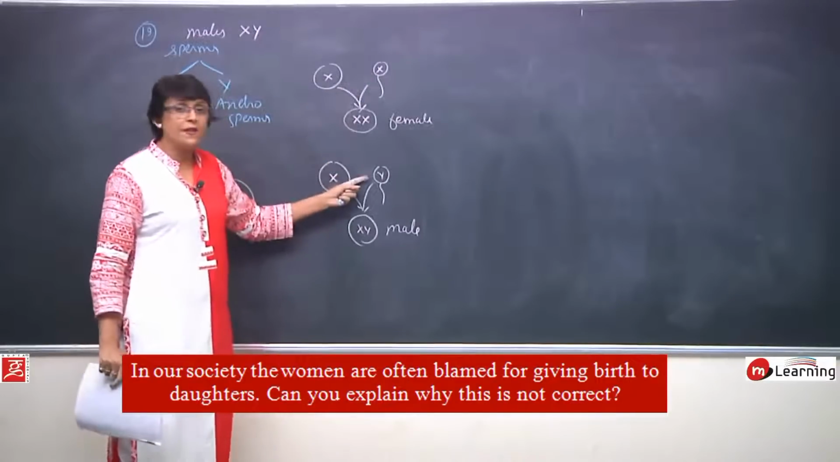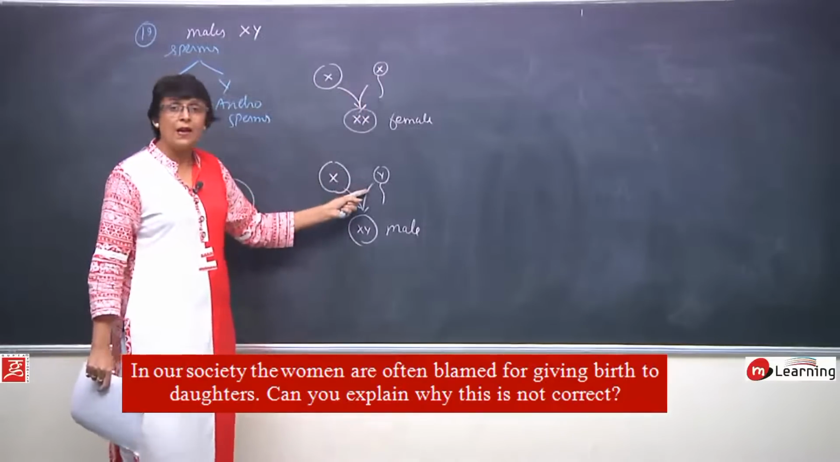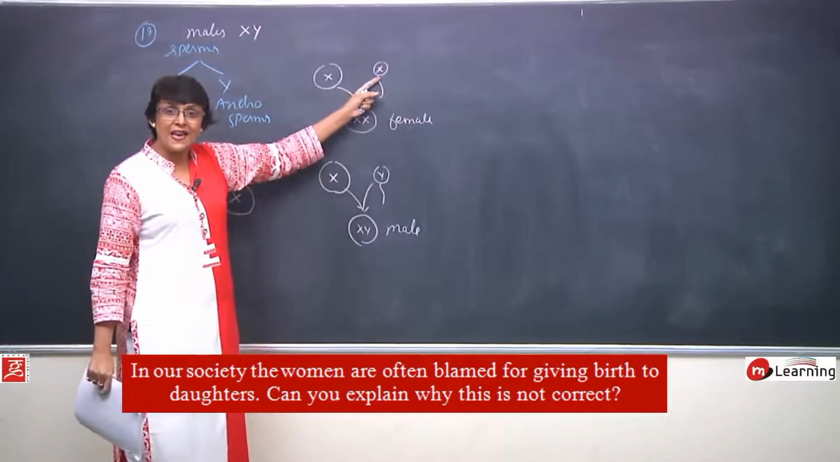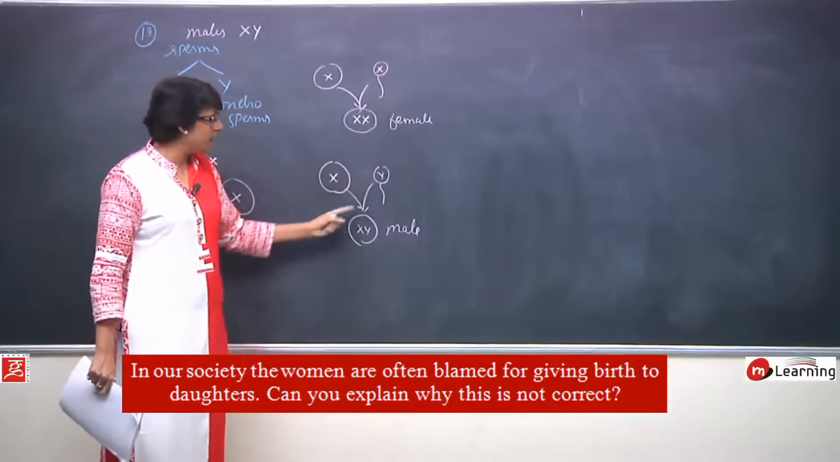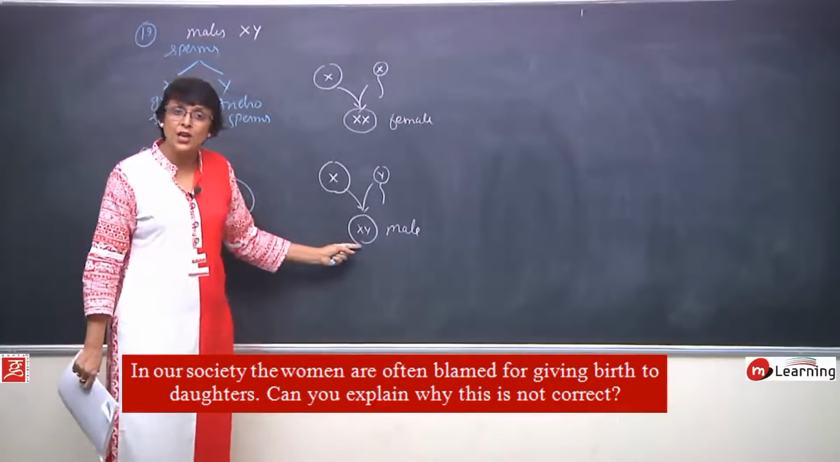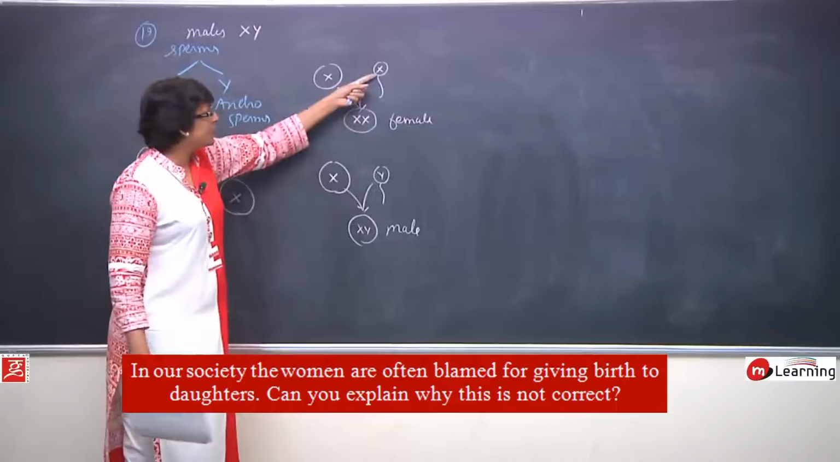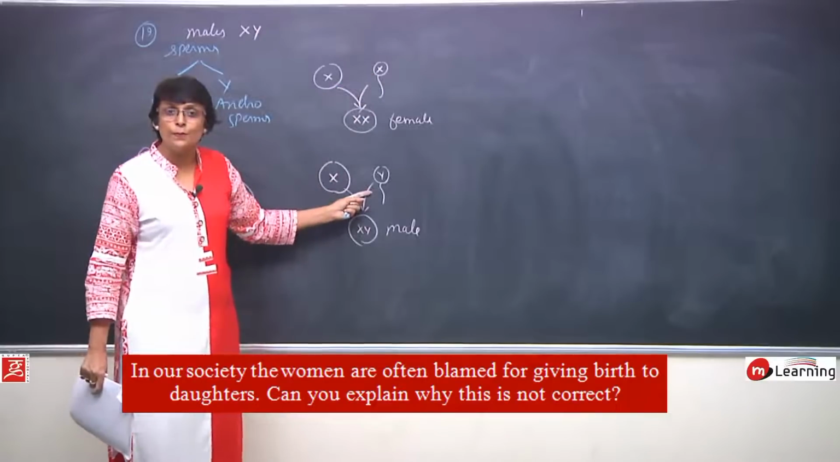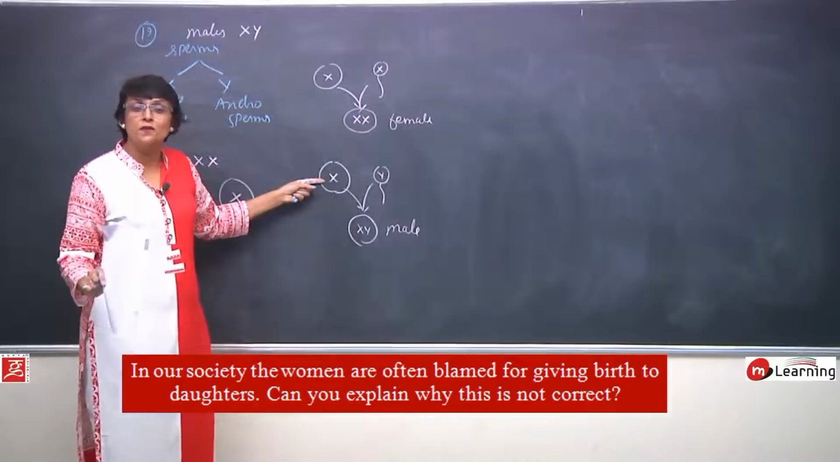What is father giving to the baby? Either X or Y. If father gives X containing sperm, it is a girl child. If father gives Y containing sperm, it is a male child. So, who is responsible? Who is deciding? It is decided by the type of the sperm. So, there are 50-50 chances. There is nothing which is different from the females.